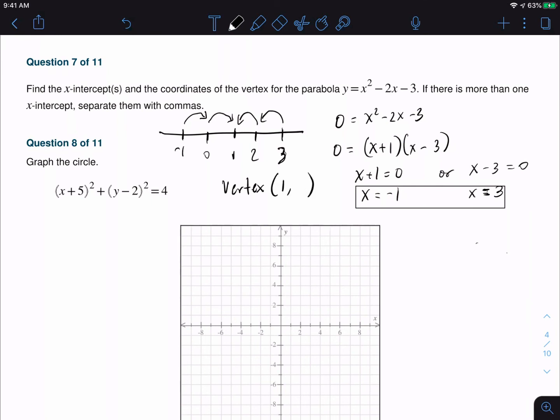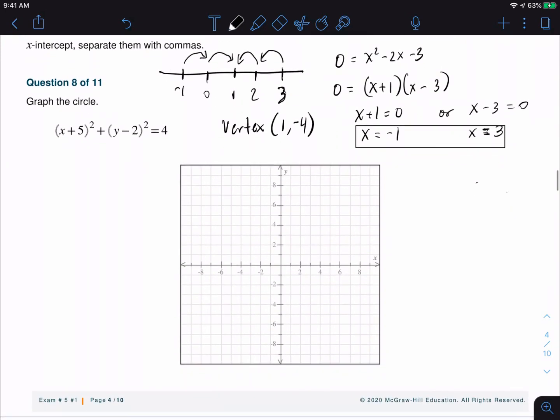So for the vertex of this thing, I know that x is 1. How do I find my y? By plugging in. So 1 squared minus 2 is a negative 1, minus 3 will give me that negative 4. Does that make sense? If you're unclear, please let me know, because I know some students that struggle with this, and I want to make sure that you guys are okay with it. No? We're okay? All right, cool.